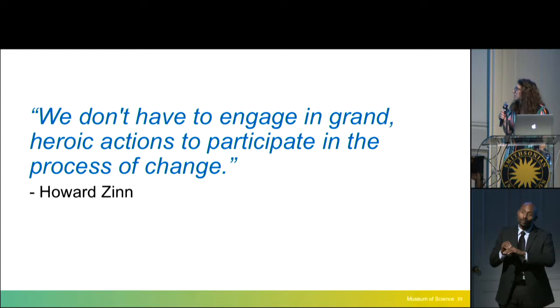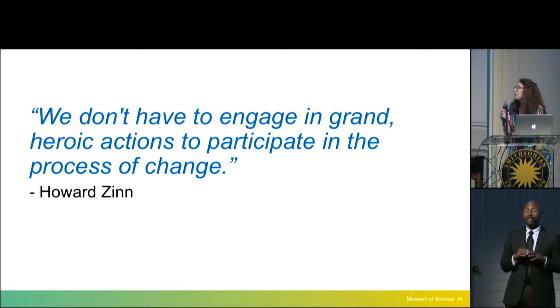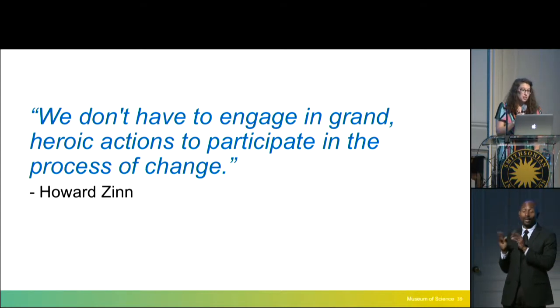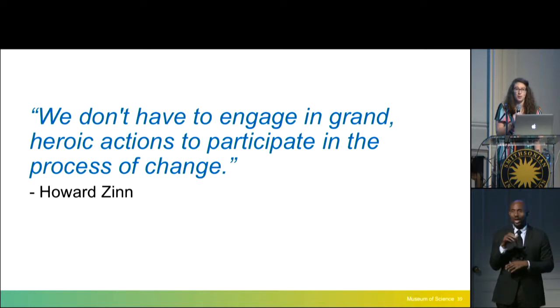Just to close, I heard this quote last week when I was at a different conference. We don't have to engage in grand heroic actions to participate in the process of change.